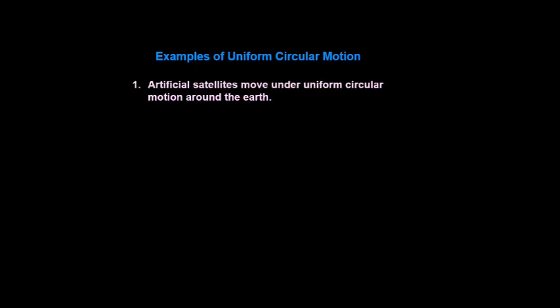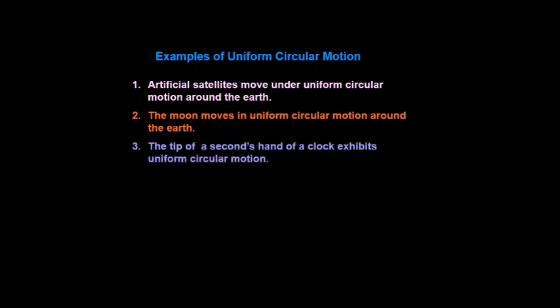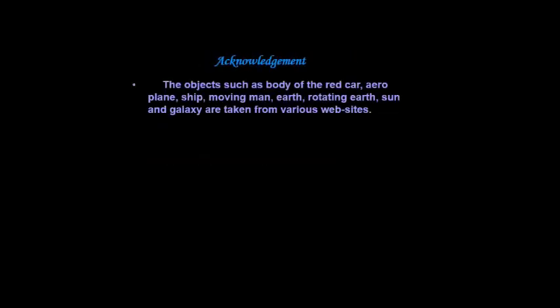So some examples of uniform circular motion. Artificial satellites move under uniform circular motion around the Earth. Not all artificial satellites, only the geosynchronous ones. The moon moves in a uniform circular motion around the Earth. Sometimes it changes. Anyway, to a great approximation, we can say the moon is also moving with uniform circular motion. The tip of a second's hand of a clock exhibits uniform circular motion. This is a perfect uniform circular motion. Second hand, minute hand, or hour hand, all.